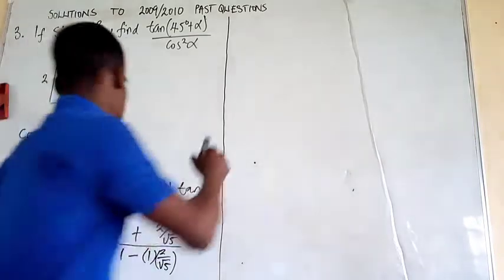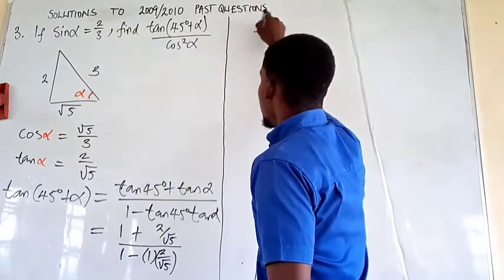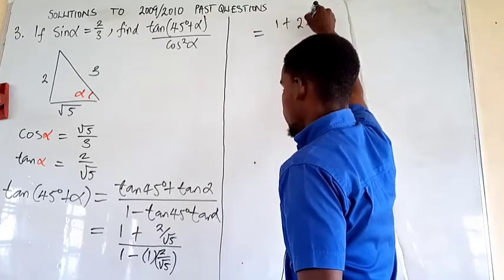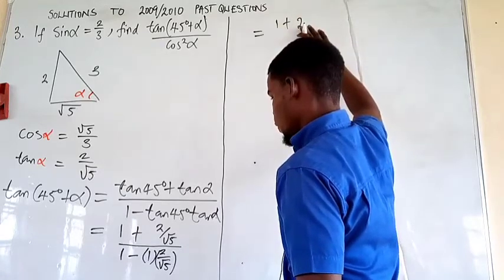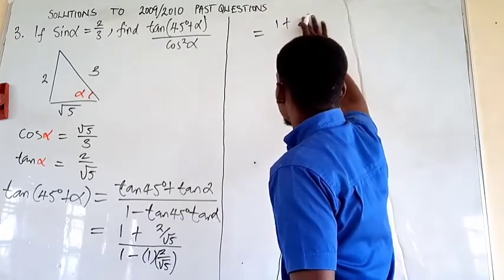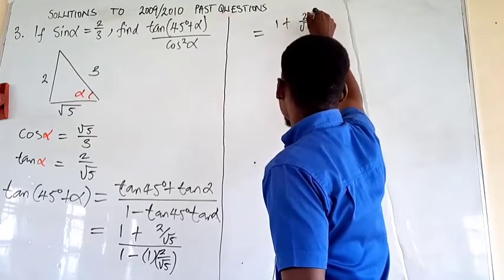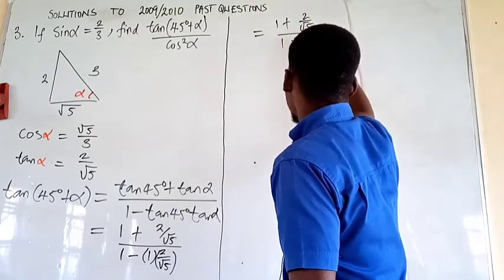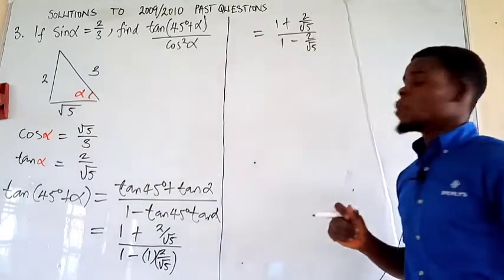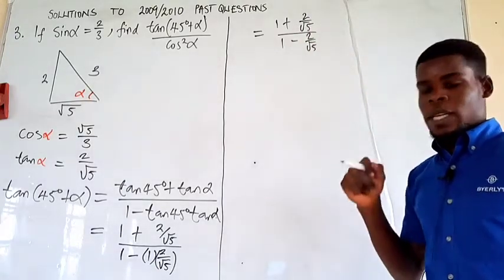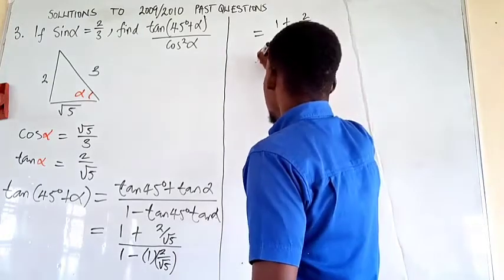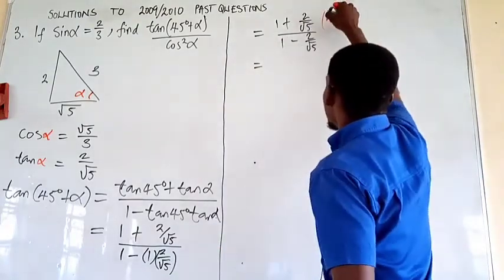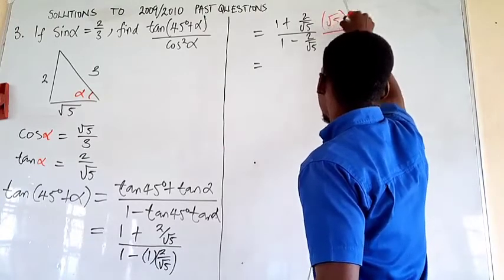So from here, let me just put it down on top. This will become 1 plus 2 over root 5, divided by 1 minus 2 over root 5. So if I multiply root 5 on the top and the bottom, I'm going to cancel some things. This will give us, just multiply the top and bottom by square root of 5.